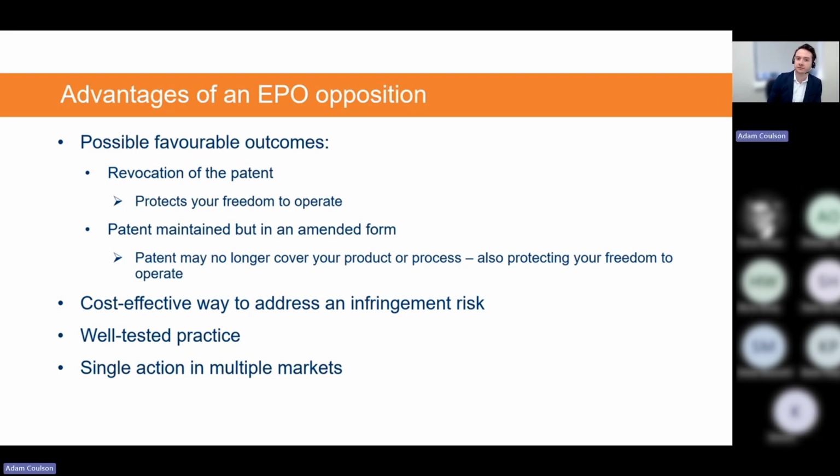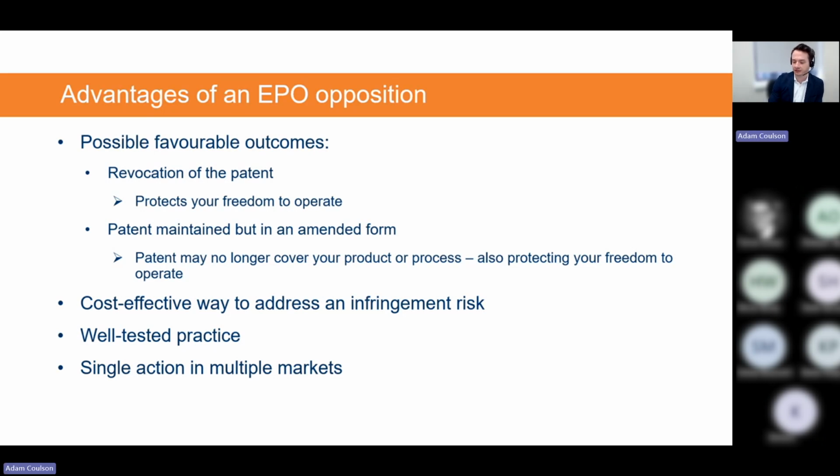An opposition at the EPO is therefore a cost-effective way to address an infringement risk in a single action across multiple markets. However, there is a balance to be met. The advantages of an EPO opposition must be weighed up against the possibility of choosing to engage in national litigation, i.e., attempting to invalidate a European patent in one or more of the states in which it is in force before a national court of that state, and/or a Unified Patent Court (UPC) revocation action.